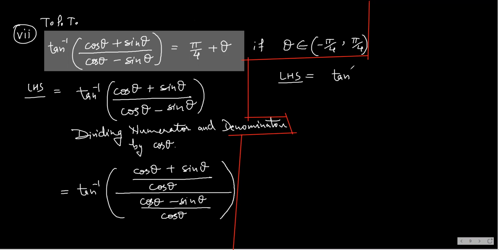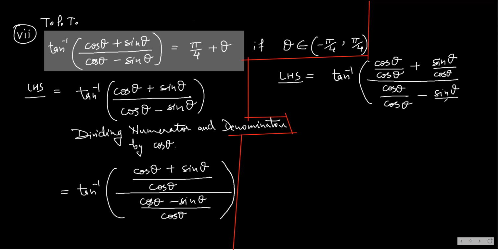So here I get tan inverse of cos theta upon cos theta plus sine theta upon cos theta, and down here I get cos theta upon cos theta minus sine theta upon cos theta. So in the next step, cos theta upon cos theta is 1, so 1 plus tan theta divided by 1 minus tan theta. Okay, so now what I do here is this, see here I have 1, and this is tan theta.